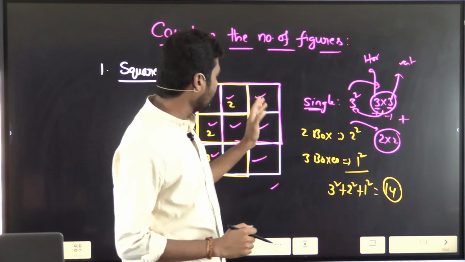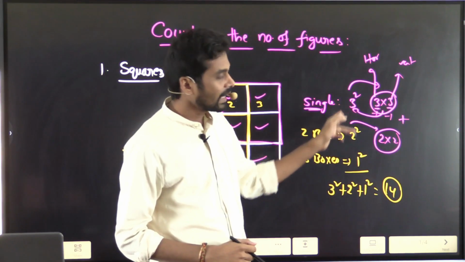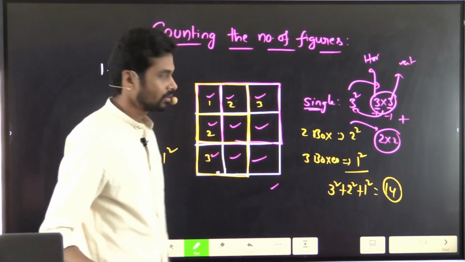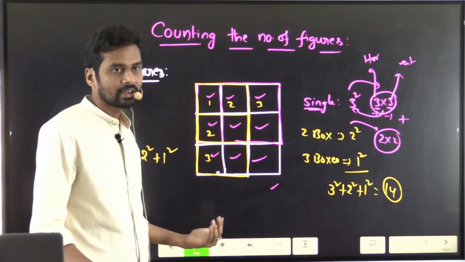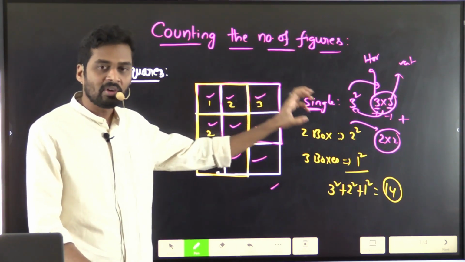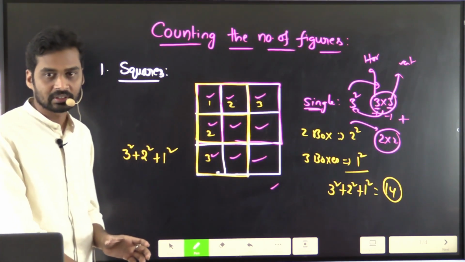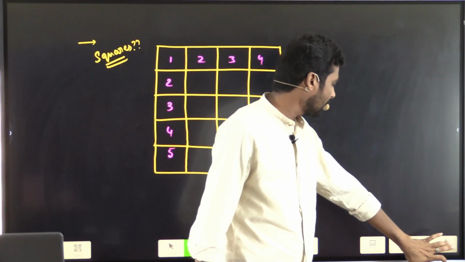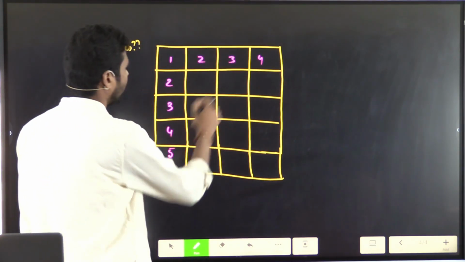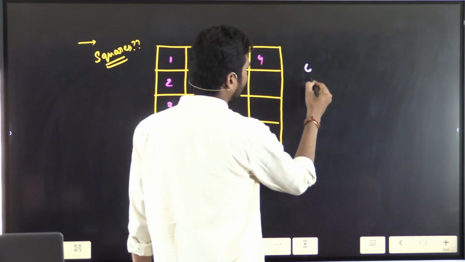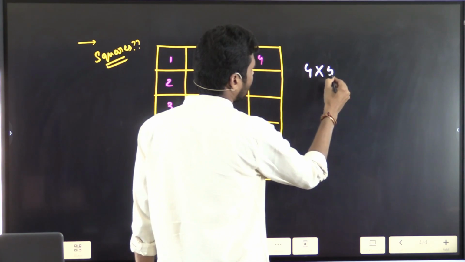Since the number of horizontal and vertical boxes are the same, I am directly taking the square of the numbers. By the way, the basic concept is, whether the number of horizontal and vertical boxes are the same or not, we first take the number of horizontal boxes into vertical boxes, and from each number we subtract 1. Now we see the main problem. Here we have 4 horizontal boxes and 5 vertical boxes. So we first take the number of horizontal boxes into vertical boxes.